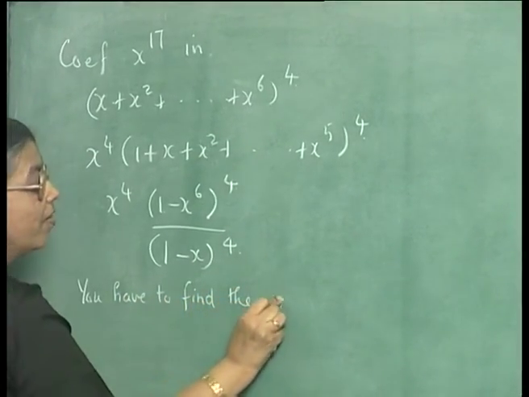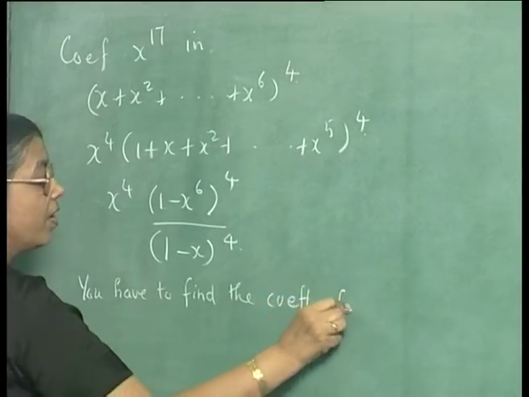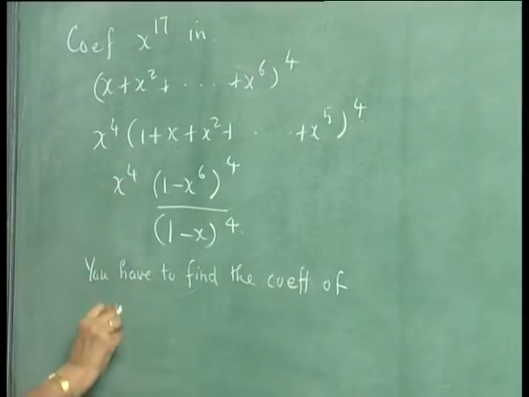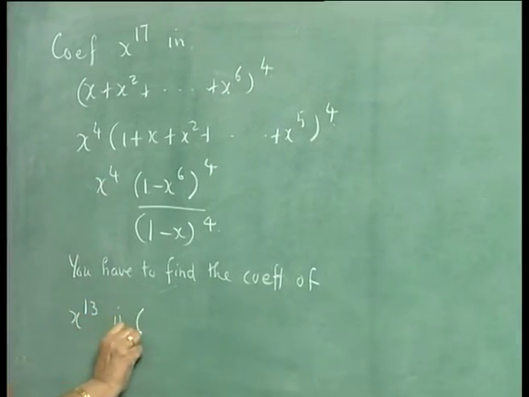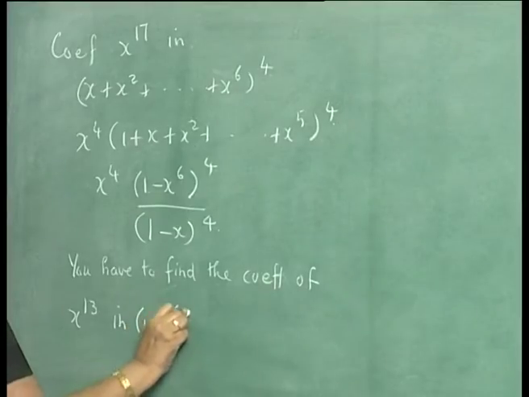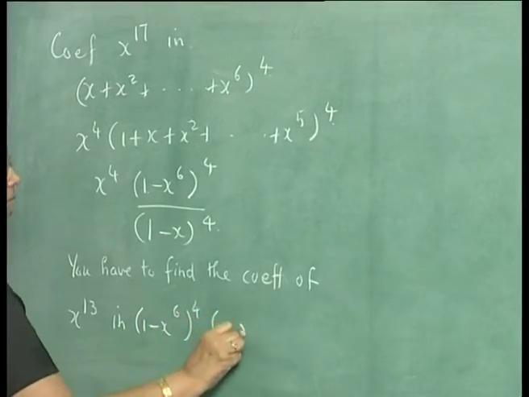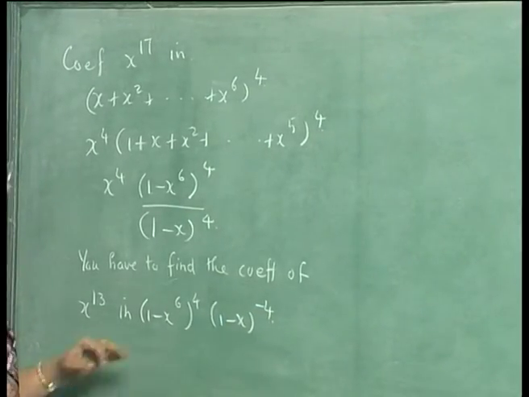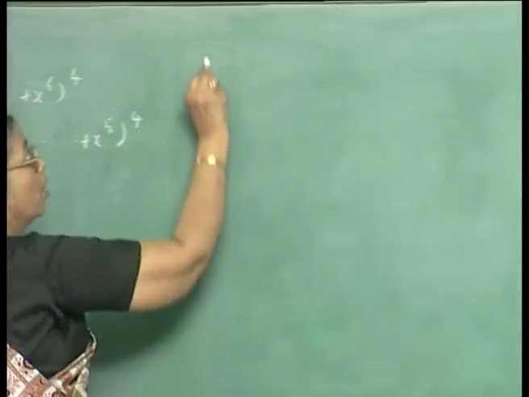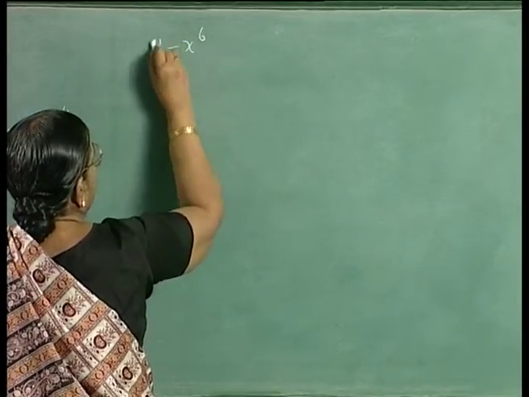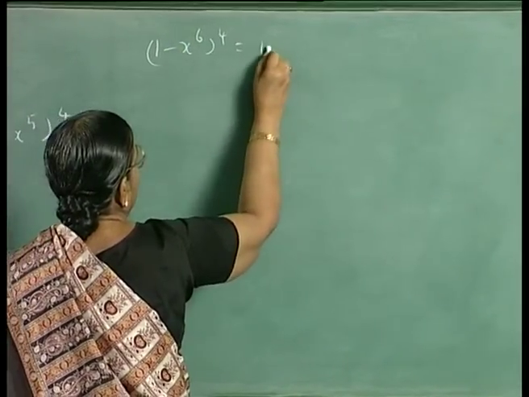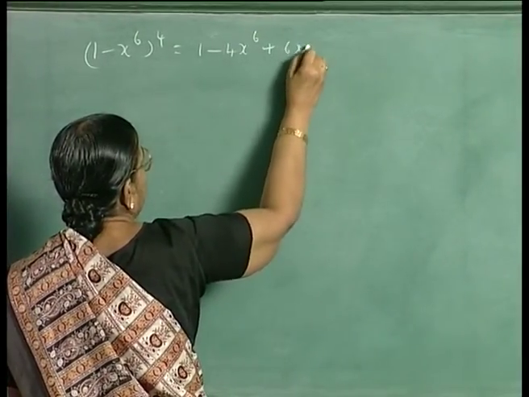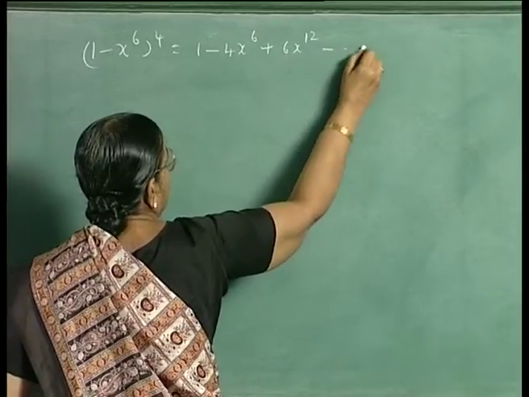the coefficient of x power 13, because x power 4 you are accounting for here, in (1 minus x power 6) to the power of 4 into (1 minus x) to the power of minus 4. Let us see what is that coefficient. (1 minus x power 6) to the power of 4 is 1 minus 4 x power 6 plus 6 x power 12 minus etc.